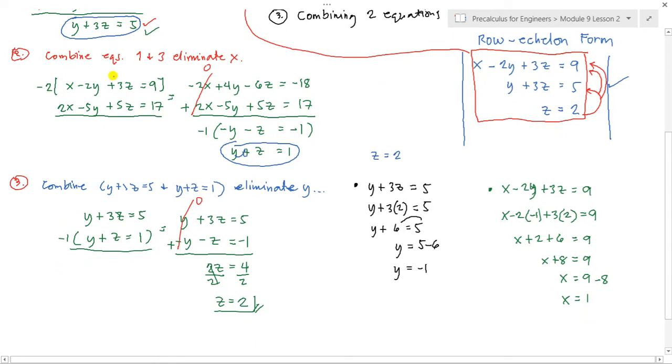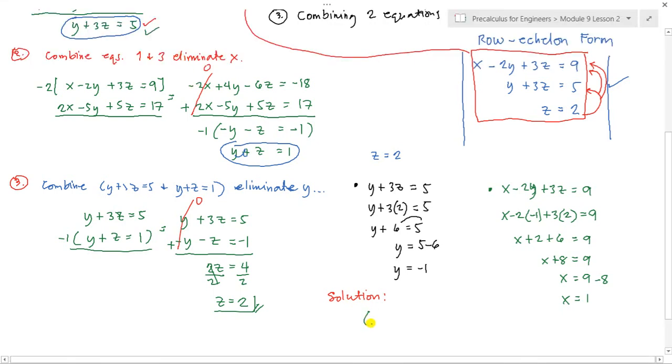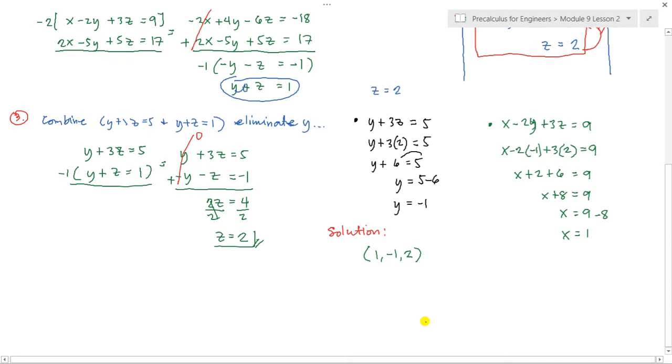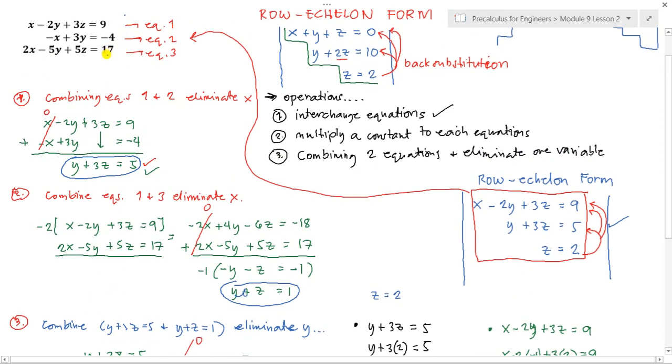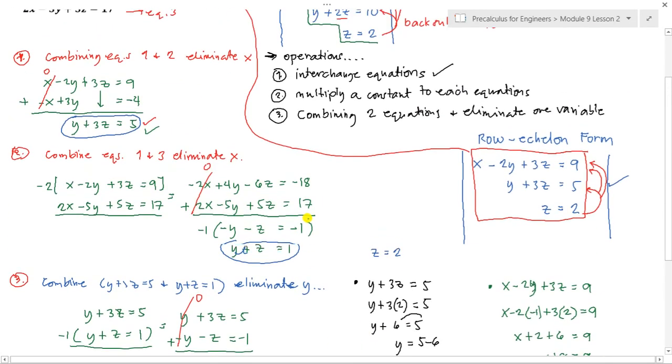So, here, we can now say that our solution for our given equation in terms of ordered pair, we have starting from x, that is 1, followed by y, negative 1, then lastly, z, that is 2. And to prove this, we can just pick any of these three equations. Let's say, let us pick equation 3 to prove that this solution of 1 for x, negative 1 for y, and 2 for z is correct.